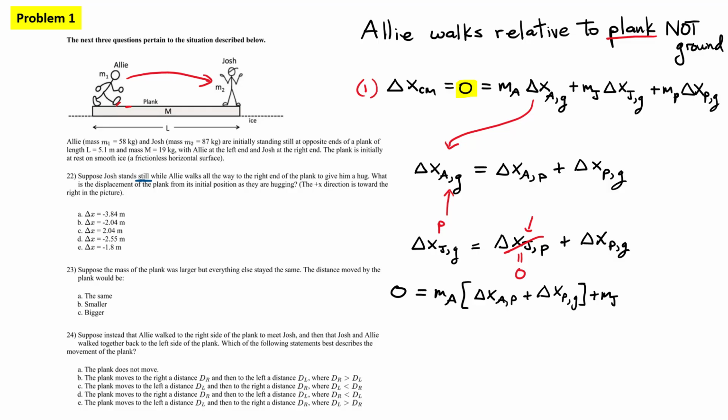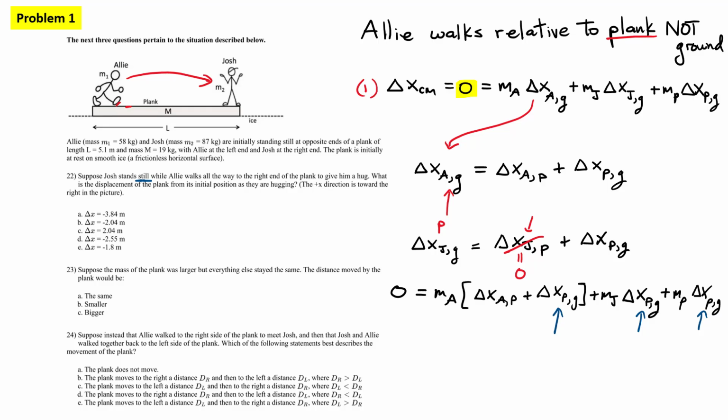The displacement of Josh relative to the ground is nothing more than the displacement of the plank relative to the ground if he's standing still. And the last term is unchanged. It's already relative to the ground. So I write the displacement of the plank relative to the ground. So let's think about what I'm trying to solve here. This is my goal. I want to solve for the displacement of the plank relative to the ground. It appears in three different places over here. So all you have to do then is factor out that term.